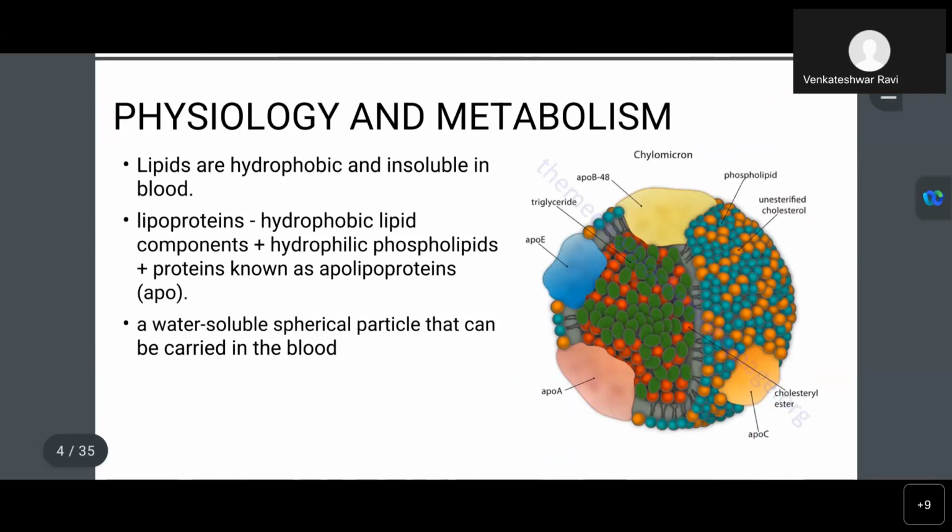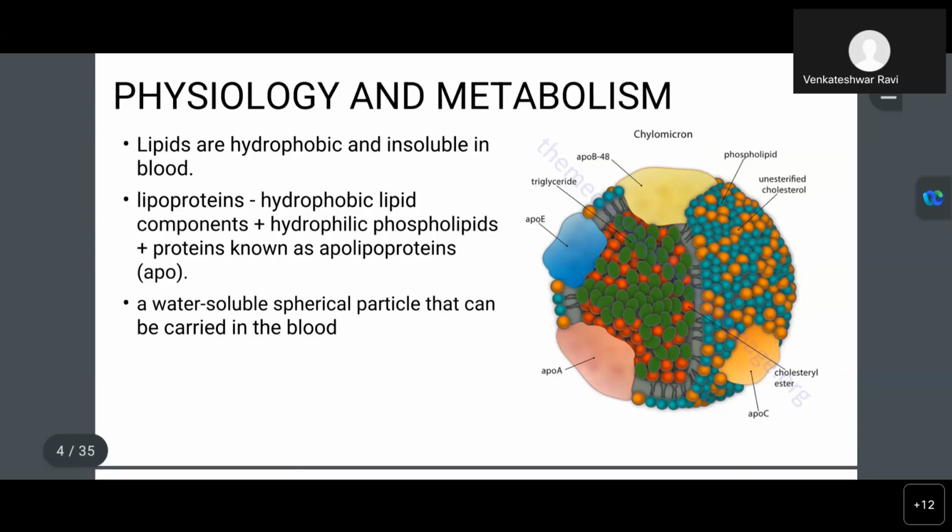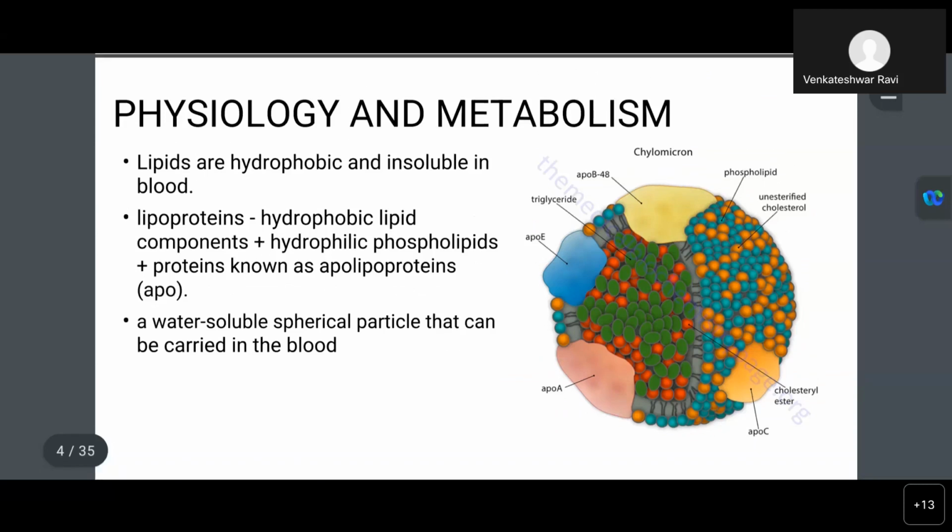Lipids are generally hydrophobic in nature and they are basically insoluble in blood. These form a compound called lipoproteins together with phospholipids and proteins known as apolipoproteins. We can see a picture there where a lipoprotein molecule is shown, which shows multiple lipid components together with phospholipids and apolipoproteins. This spherical particle is water soluble and can be carried in the blood to various cells for metabolism and storage.